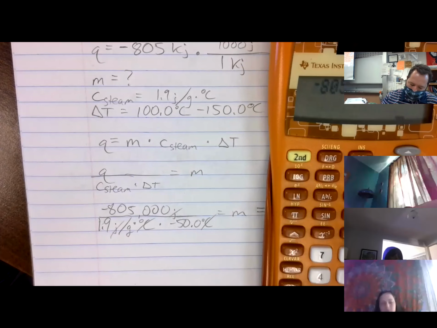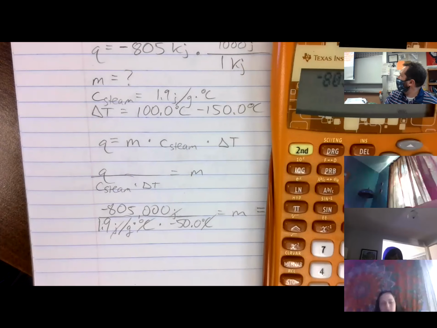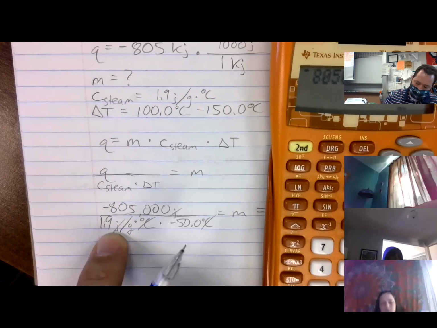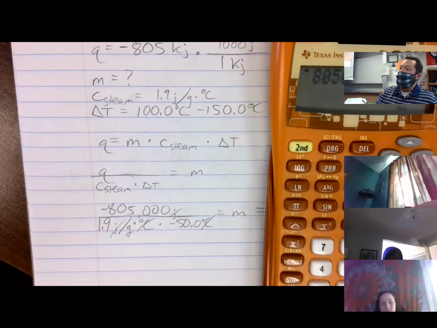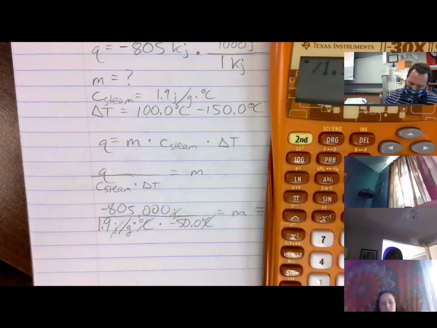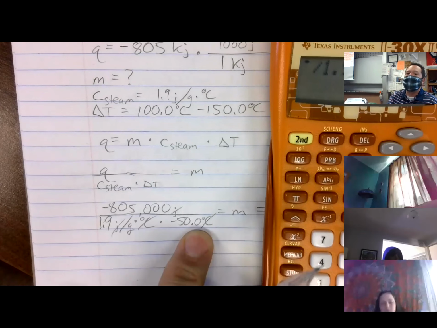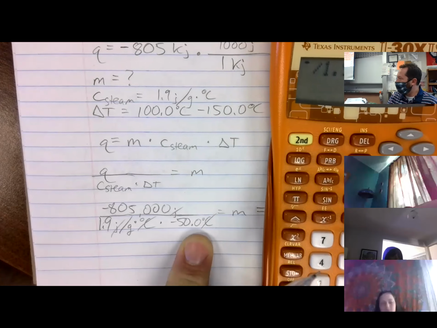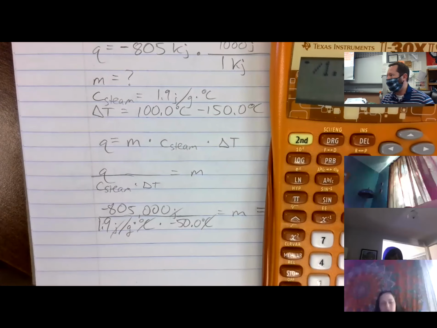Negative 805,000 divided by 1.9 divided by negative 50. A lot of you are still hitting times right there. Don't. I know, I get it. It says times, but guys, that negative 50 is on the bottom. Do not multiply it. You will get a very wrong answer. And again, a number of you still are doing that.